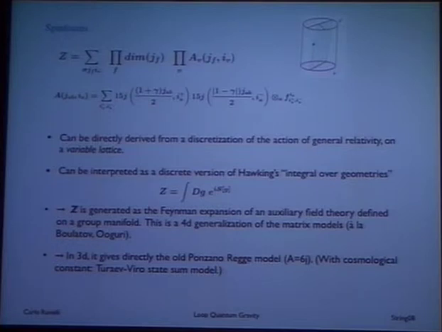And most interesting, exactly this expression can be obtained as the Feynman expansion of an auxiliary field theory, exactly in the same way in which matrix models generate two-dimensional quantum gravity. Now, there is a generalization from 3 dimensions done by Boulatov to 4 dimensions done by Ooguri of the matrix model, which gives an expression very similar to that, which can be read as a quantization of BF theory.